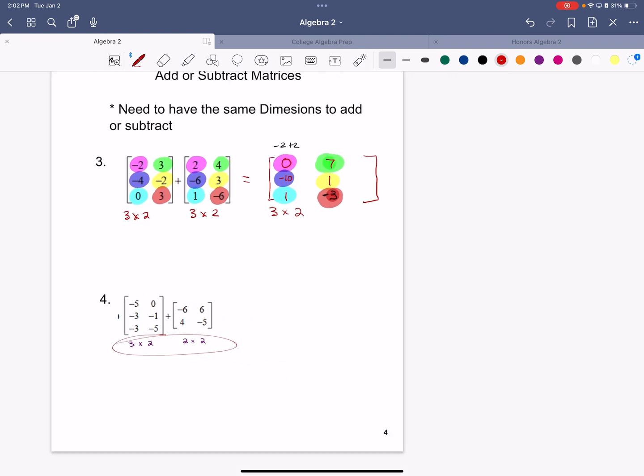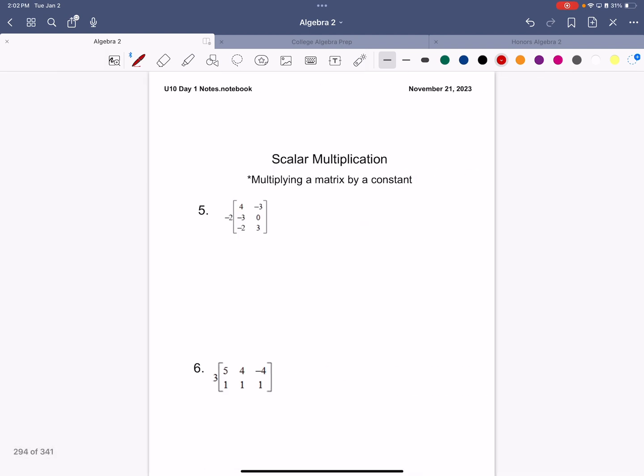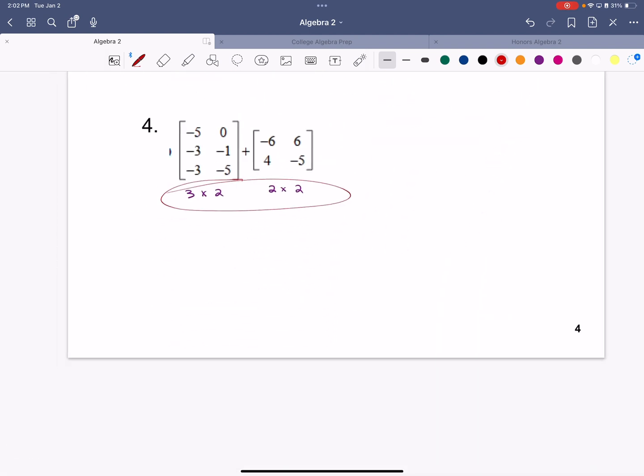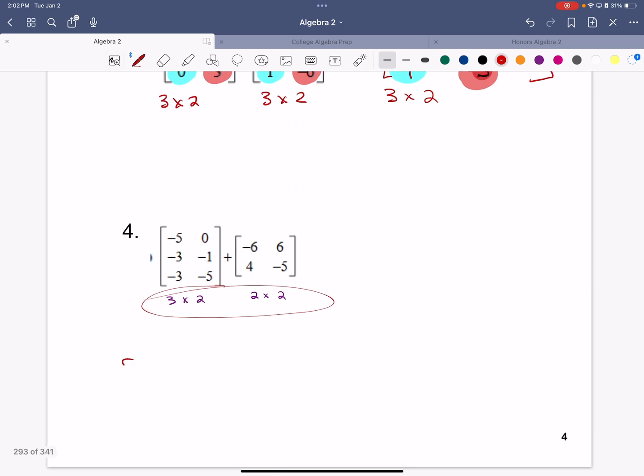So we've added. Let's subtract one. All right, so we'll call this number 5 down here. Let's go negative 3, 6, 0 and 1. And now we're going to subtract 4, 2, negative 3, and 8. Okay, so now we're going to subtract.